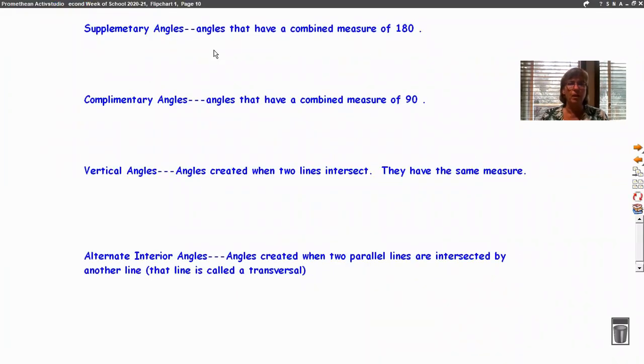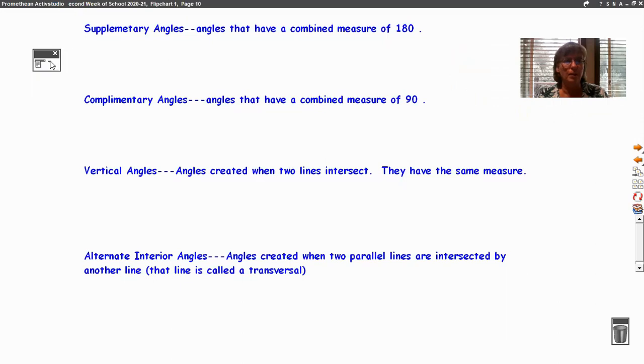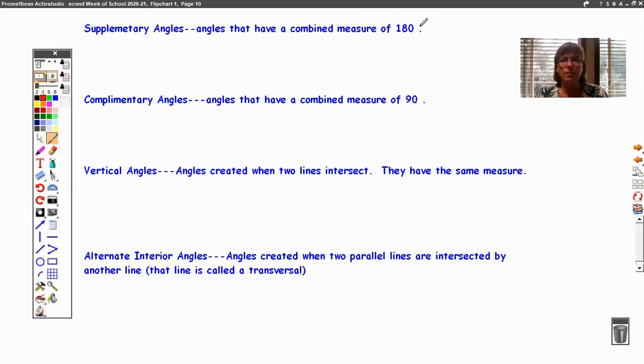So what we're working on is we're going back and we're looking at angles, right? So we're going to be looking at supplementary angles, complementary angles, vertical angles, and alternate interior angles. So we're going to go back to those ideas, okay? So supplementary angles are angles that have a combined measure of 180 degrees. So if we take a line right here, and we just have 2 angles, angle A and angle B, they're going to add up to 180 degrees.